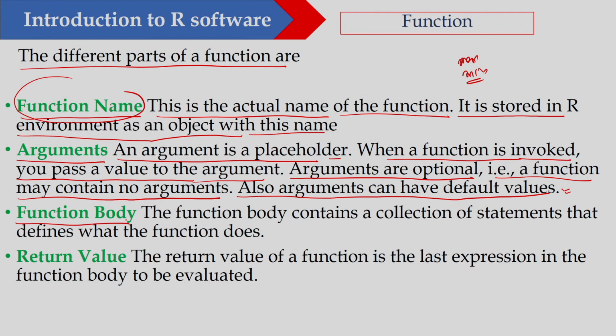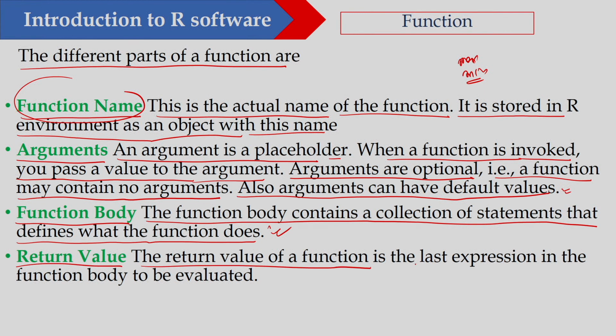Then the second part is the function body. The function body contains a collection of statements that defines what the function does. As per our need, I can define this. Whatever the objective of this particular function, I can define the statements here, and the return value of a function is the last expression in the function body to be evaluated. So, it will return the last expression value.